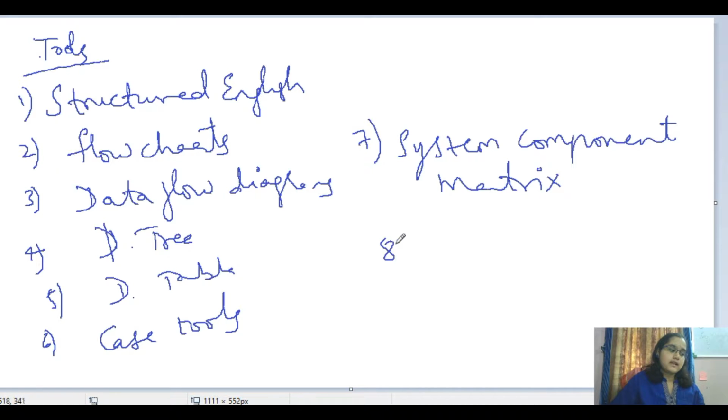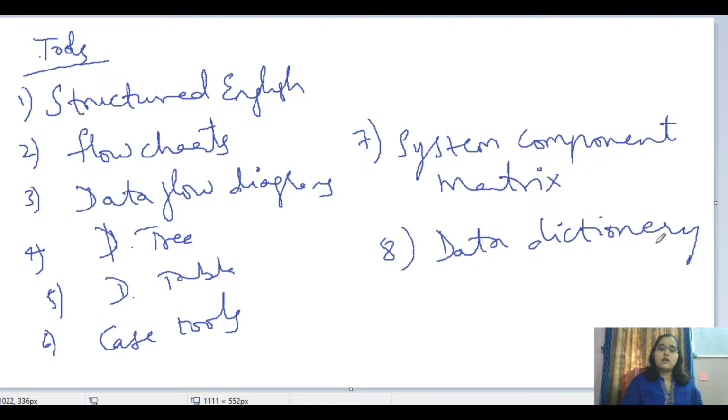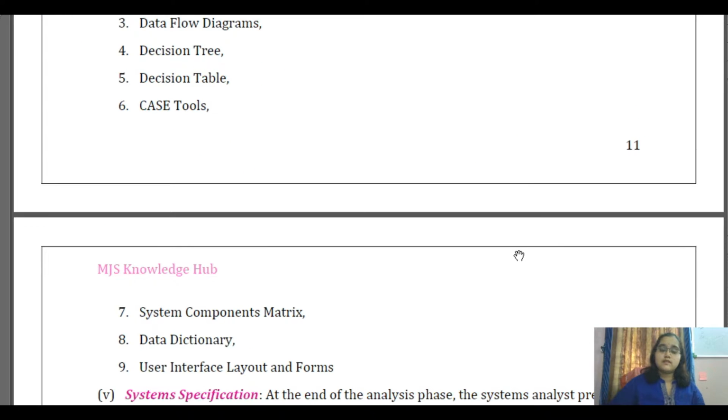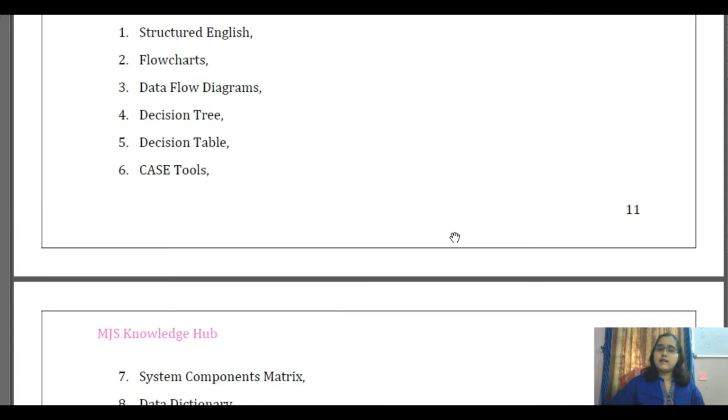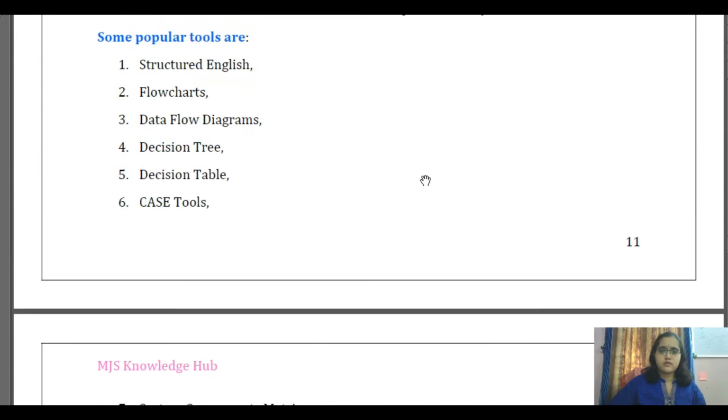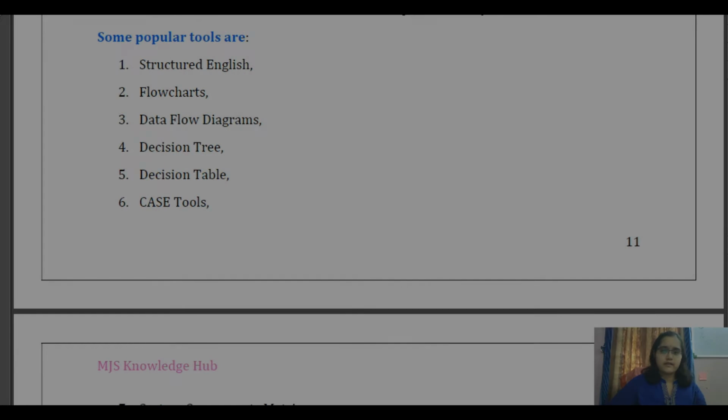System component matrix, and eighth one is data dictionary. So we have a total of 8 tools. First is structured English, second is flowchart, third is data flow diagram, fourth is decision tree, fifth is decision table, sixth is CASE tool, seventh is system component matrix, and eighth is data dictionary. And one of the components of the data dictionary is user interface layout and forms. Okay, so let us see one by one in a brief manner.